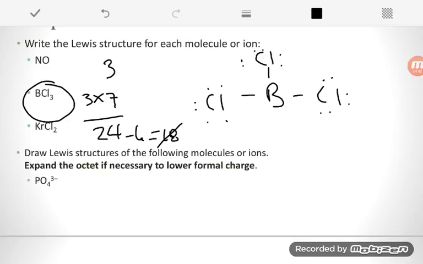We're going to make a double bond. But this is just an exception we have to remember. Boron is perfectly happy right now. He's not going to form a double bond. And the reason, again, is formal charge.